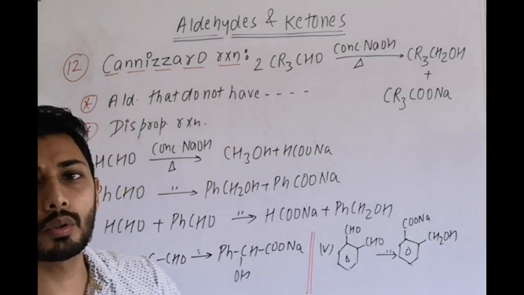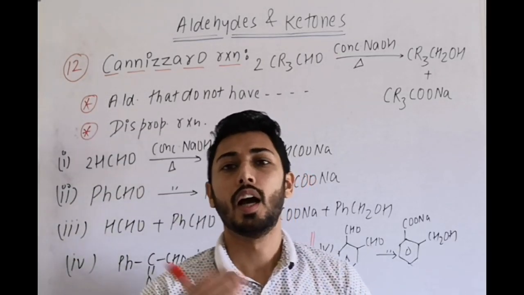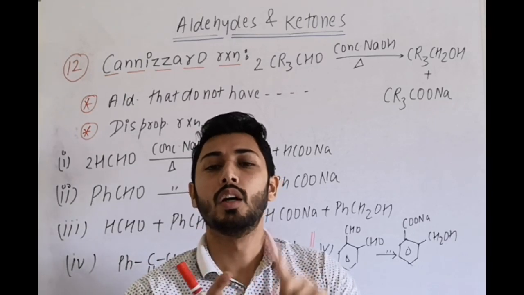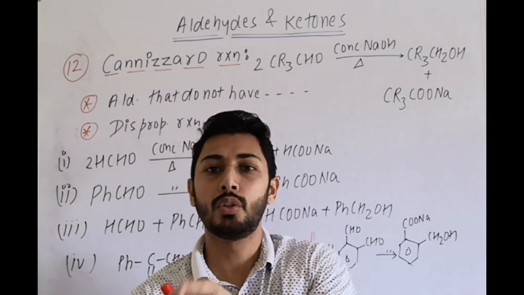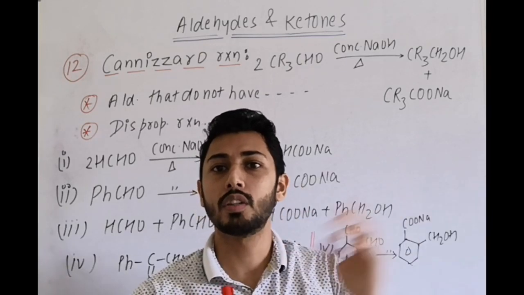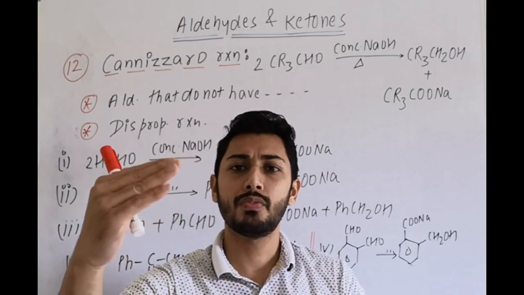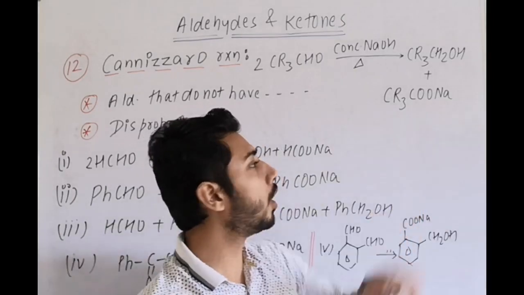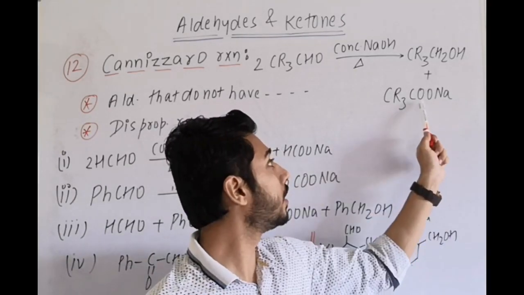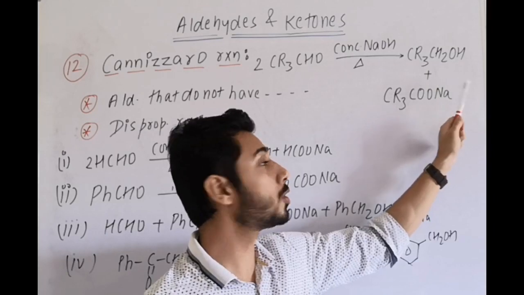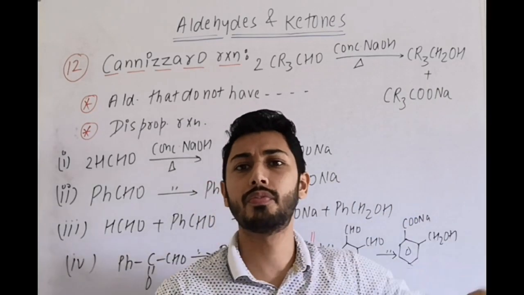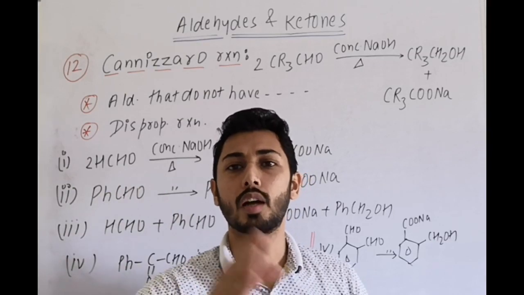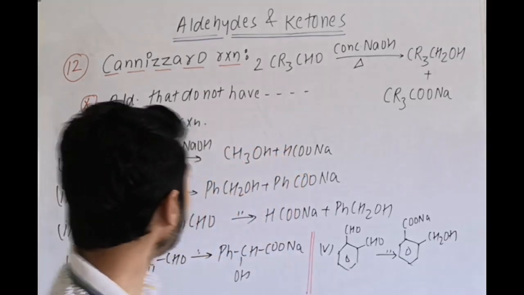So how to write the product in Cannizzaro? Very easy. Alpha hydrogens are not present, strong alkaline medium, then you reduce one towards alcohol and the other towards carboxylate salt. If further H3O+ or acidification is given, then it forms CR3COOH, the acid, if further H+ is given. Otherwise we form alcohol plus carboxylate salt.